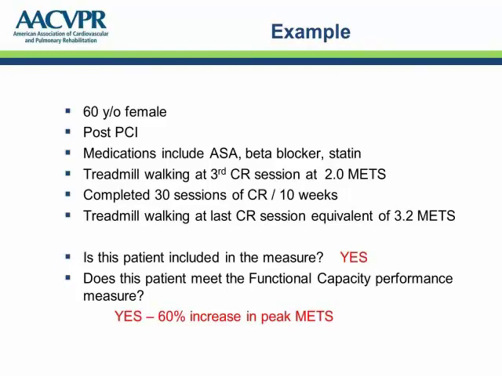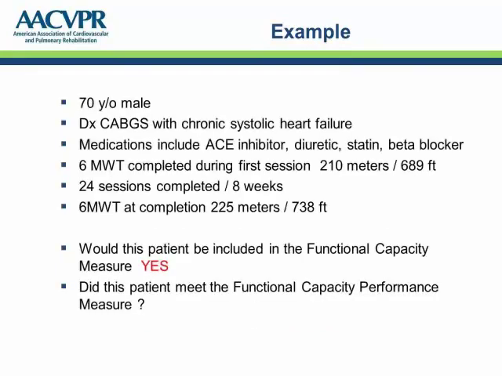Our next example is a 70-year-old male who has a diagnosis of coronary artery bypass graft surgery with chronic systolic heart failure. His medications include an ACE inhibitor, a diuretic, statin, beta blocker. He completed a 6-minute walk test during his first session and completed 210 meters or 689 feet on that 6-minute walk test. He completed 8 weeks of cardiac rehab, and at the final session did another 6-minute walk test, completed 225 meters or 738 feet.